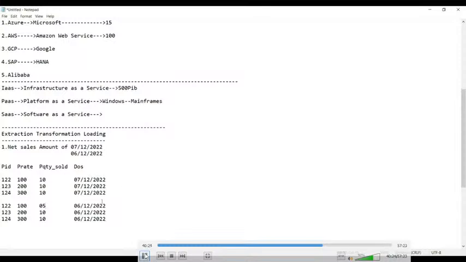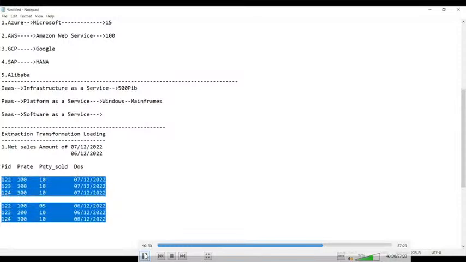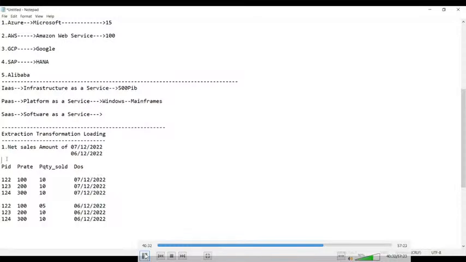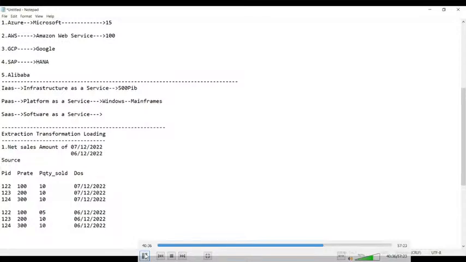Can you see it? This is the data we have. Okay, so what is that? This is the data. We have the data like this. So we can consider this as a source. Am I right, everyone? This is called a source. Basically, for the process of ETL, that is extraction, transformation, and loading, we require two things.